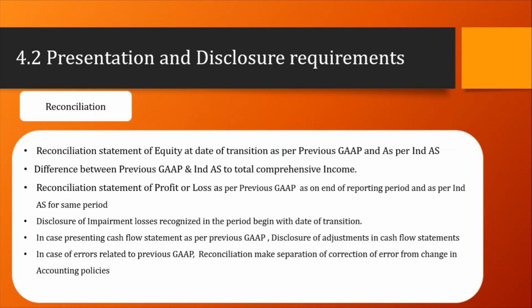The same thing they have to follow for the profit and loss account, but the period would be the same. If any differences arise due to conversion of the previous financial statement from the previous GAAP to Ind AS, they have to adjust it with the total comprehensive income, but this is applicable from the reconciliation perspective. Then if there are any impairment losses at the date of transition, the entity has to recognize those impairment losses and reversals thereof related to the period beginning with the date of transition. So they have to make the disclosure of the impairment losses.